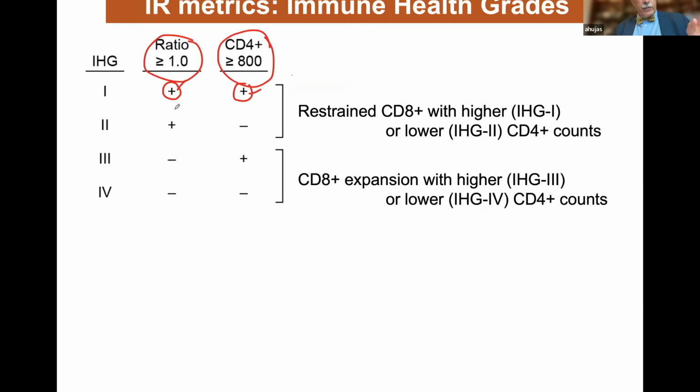That was grade 1. We then took people who have a ratio of 1, which means they've restrained the CD8, but in the context of lower CD4 cells. Then these two groups have got an inverted ratio, less than 1, so they have got expanded amount of CD8 cells relative to their CD4s. And this is in the context of having high CD8s with lower CD4s, and this is having high CD8s with low CD4s. So 4 grades over here.